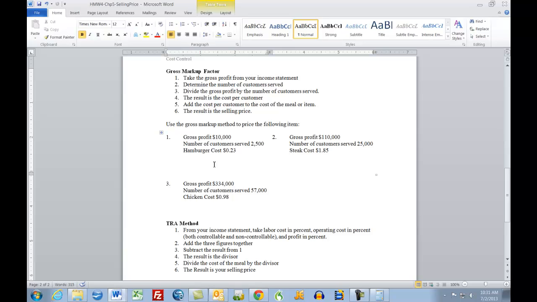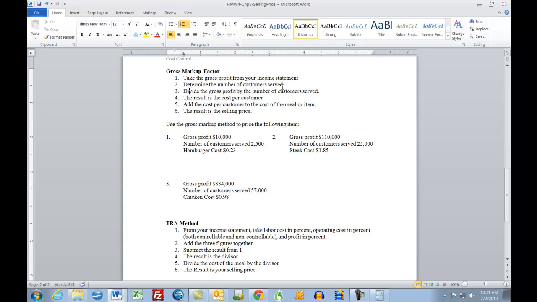Now if we take this particular formula, I'm just going to read through the directions. It says take your gross profit from your income statement, and determine the number of customers served for that particular period. So if your gross profit is $10,000, you need to figure out how many people you served in your restaurant to generate the 10,000. In this example, you served 2,500 people. You would find that information from the number of ticket sales, or by collecting data through your POS system.